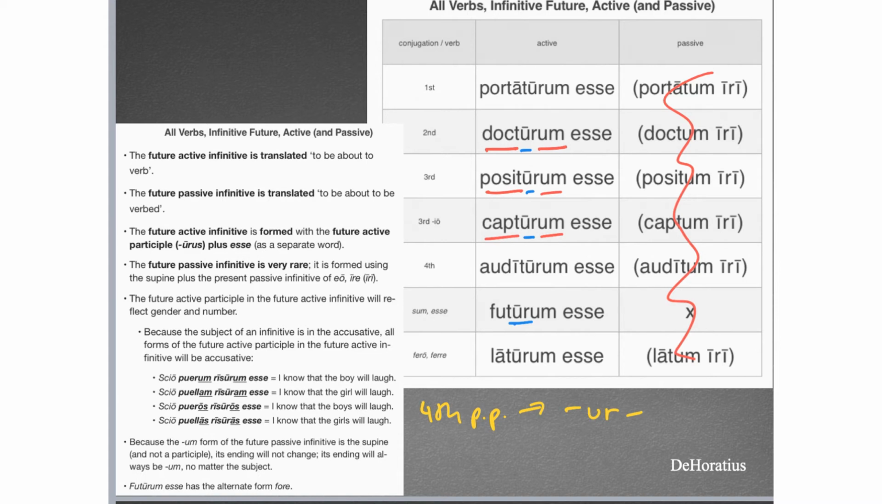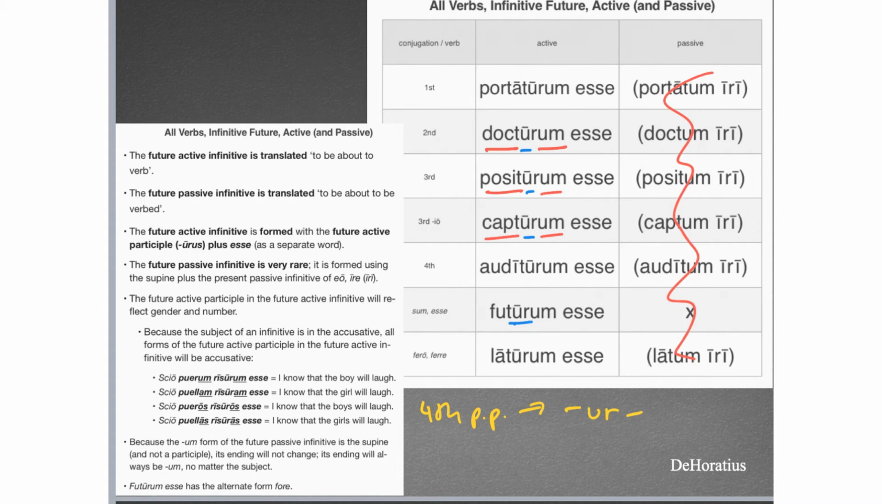If that is the case, what that means is that that verb does not have any passive forms whatsoever, and the fourth principal part reverts then to the future active participle. All right, so future active participle plus esse. Remember that the future active participle is the fourth principal part with that infix UR. So portaturum esse, docturum esse, positurum esse, etc.